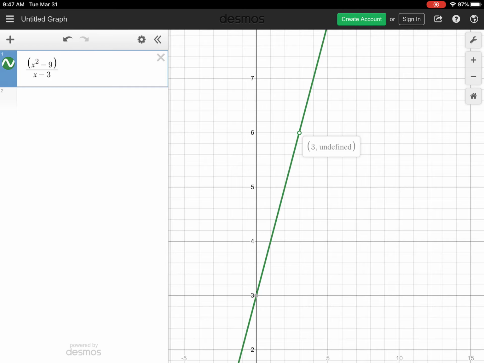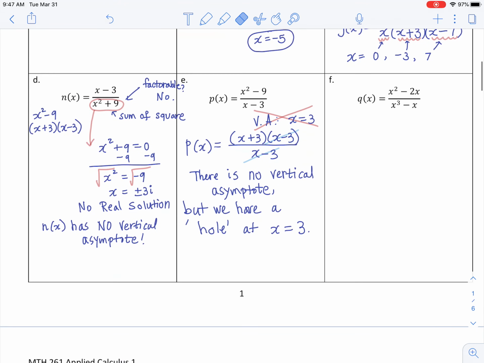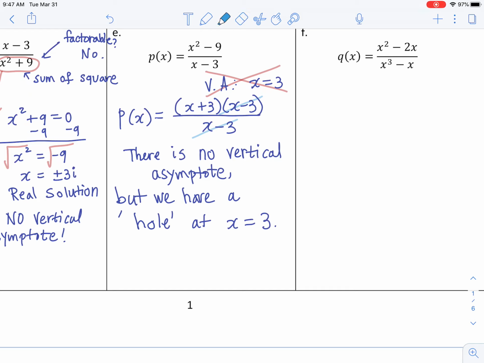So if you are graphing this function, let's copy this function on our paper too. We're going to have a hole at x equals 3. And the y value of this hole is what? 6, right? So we have a hole at (3, 6). Let me come back to my graph. So if I do a quick sketch of this, it's going to be a linear function. This is how you can graph this.